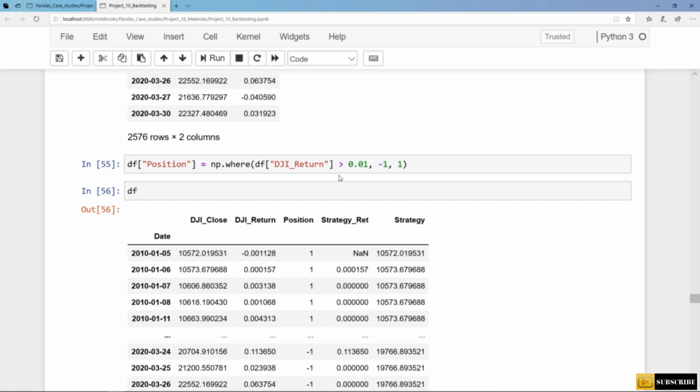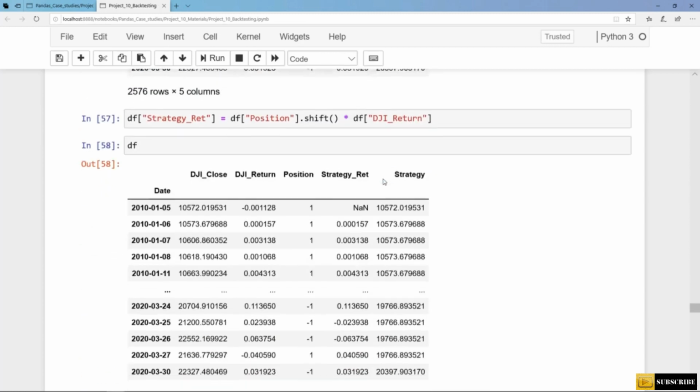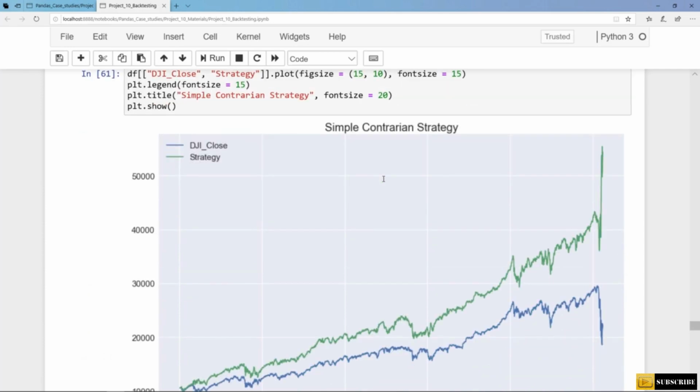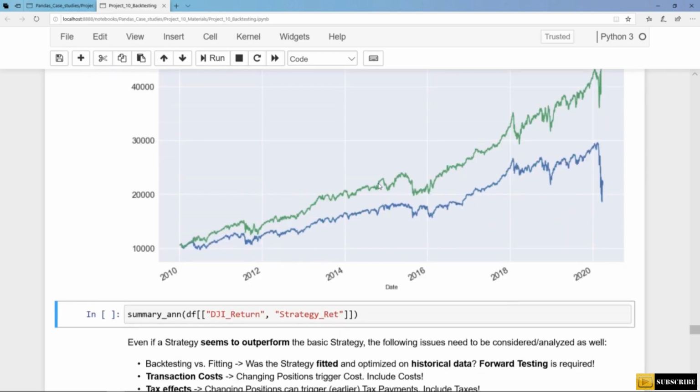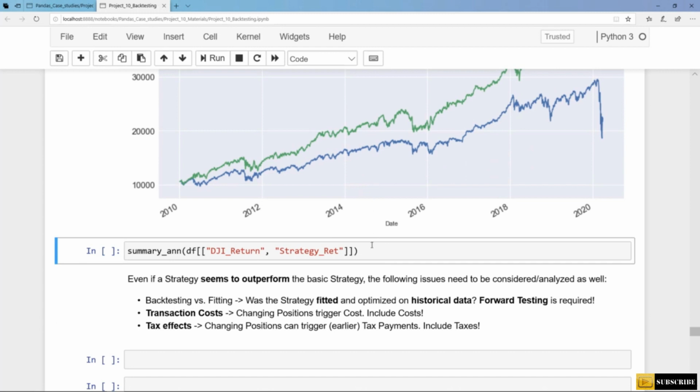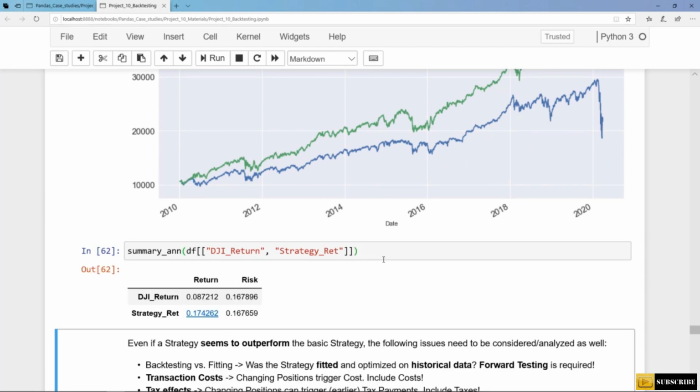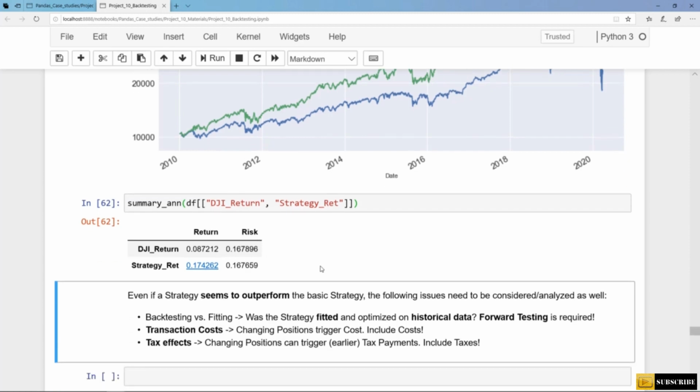But nevertheless, I wouldn't call this backtesting. We have tweaked the parameters until we found a profitable strategy. And therefore, we shouldn't rely on the backtest. We should definitely also forward test that strategy. But this is beyond the scope of this project. And finally, we can also annualize the risk and return for these strategies. So our new strategy has a return of 17.4% and clearly outperforms the buy and hold strategy.